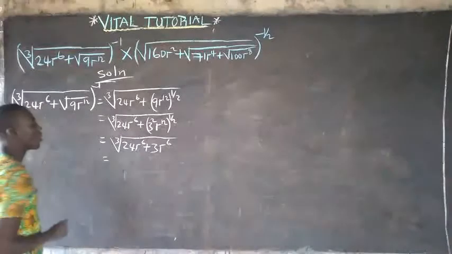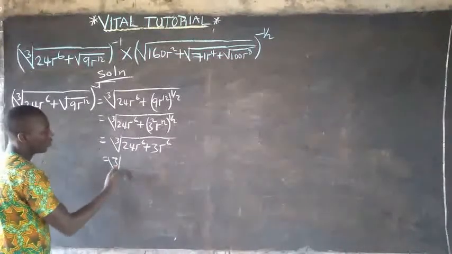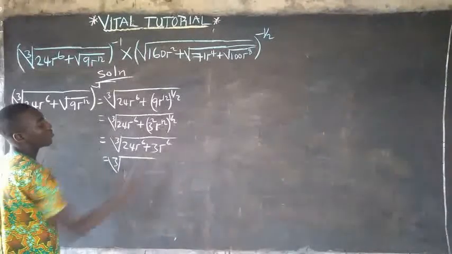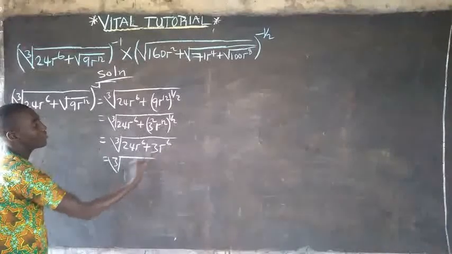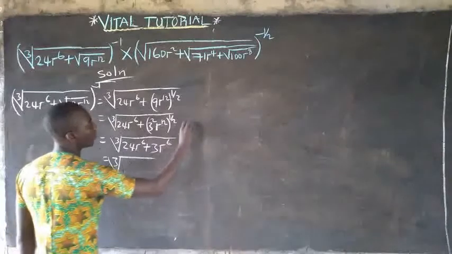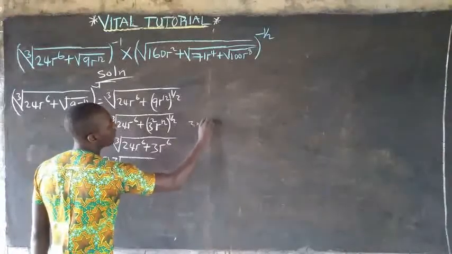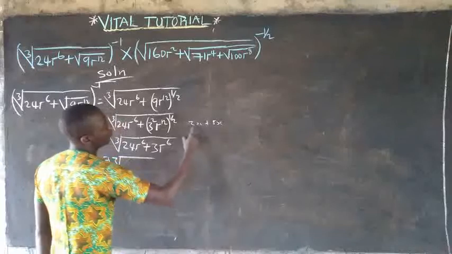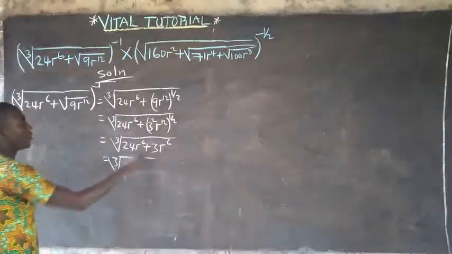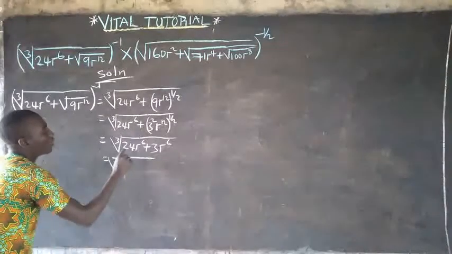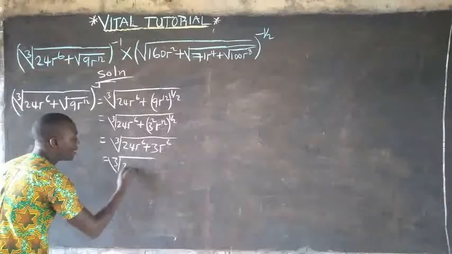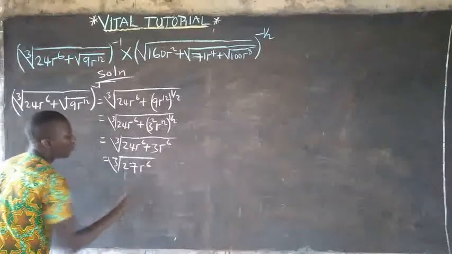So this is equal to the cube root of, as you can look at it, this is 24r raised to the power of 6, this is 3r raised to the power of 6. They have the same terms. It is the same thing as having 2s plus 5s. 2s plus 5s is nothing but 7s. So 24r raised to the power of 6 plus 3r raised to the power of 6 is nothing but 27r to the power of 6.